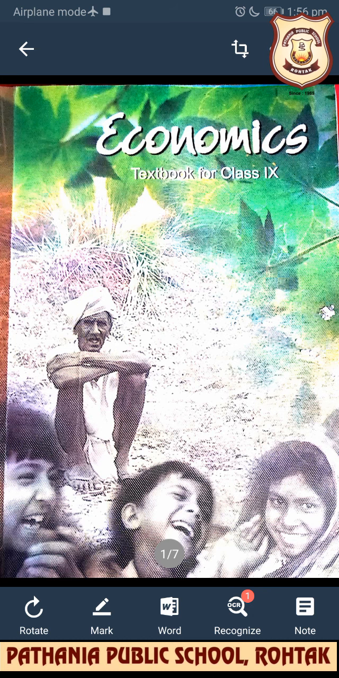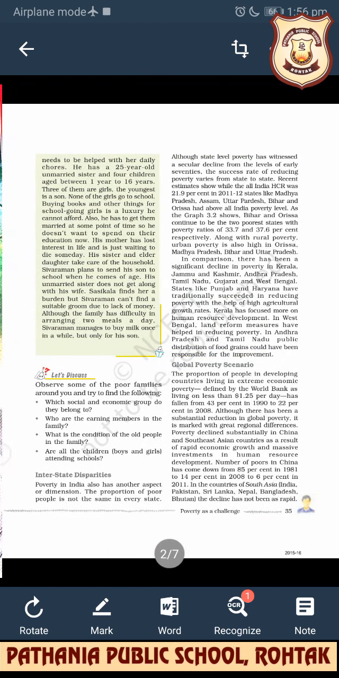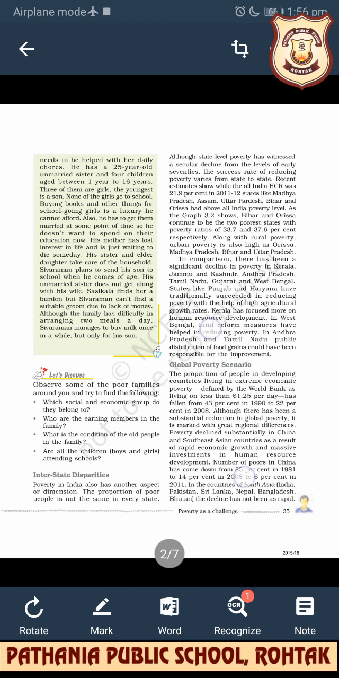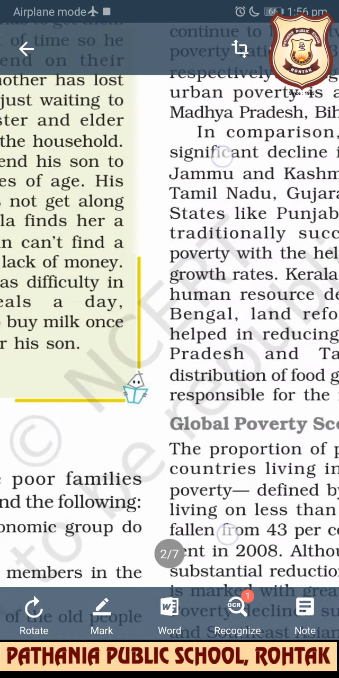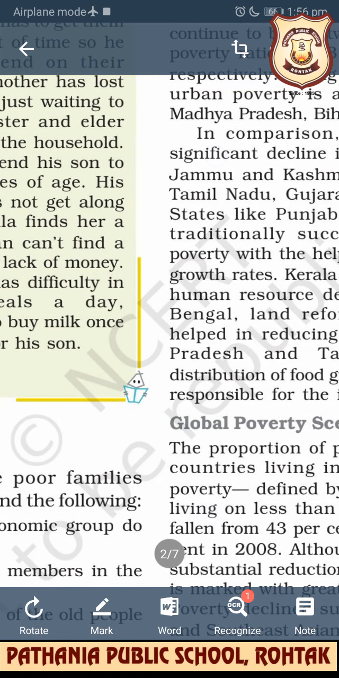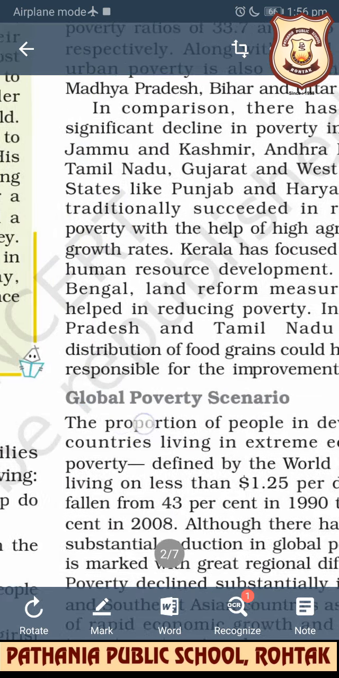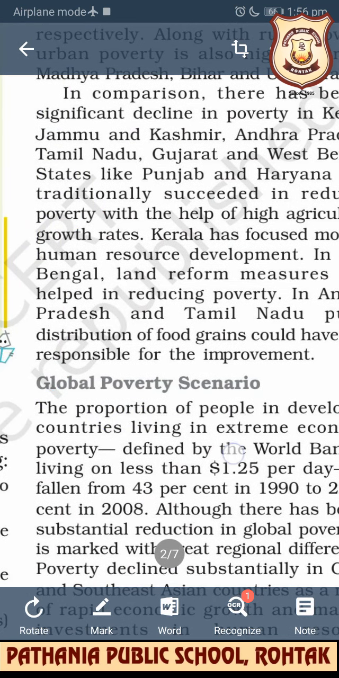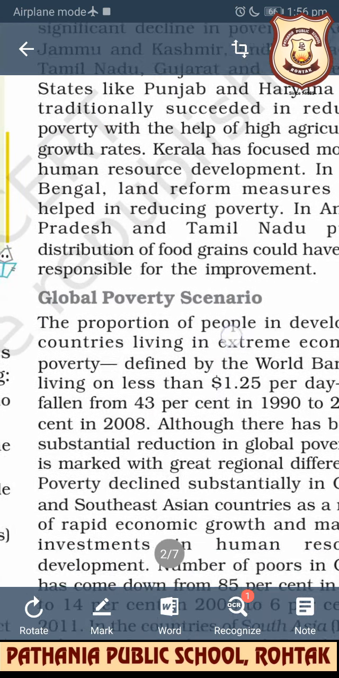So, beta, this lecture is also in the continuation of chapter 3, and the name of the chapter is Poverty as a Challenge. Till now we have discussed the interstate disparity in the last lecture, and today we will discuss the topic that is global poverty scenario. This is the topic: global poverty scenario.